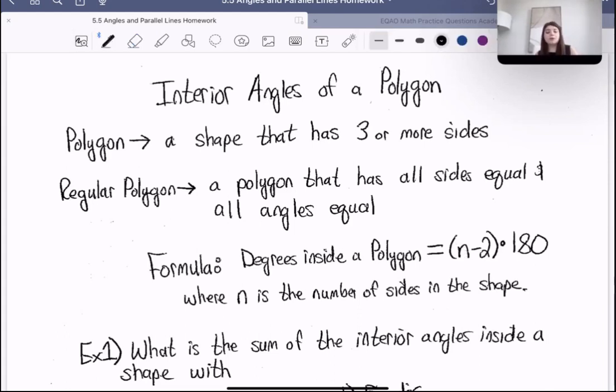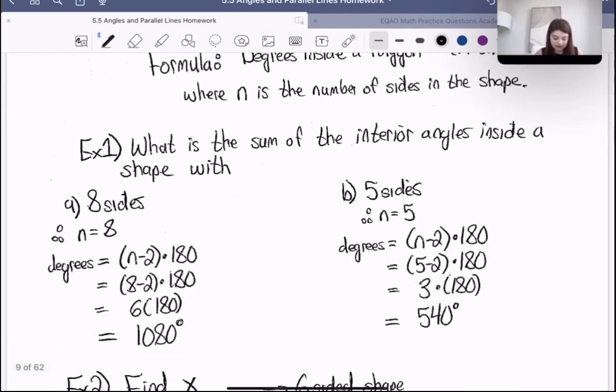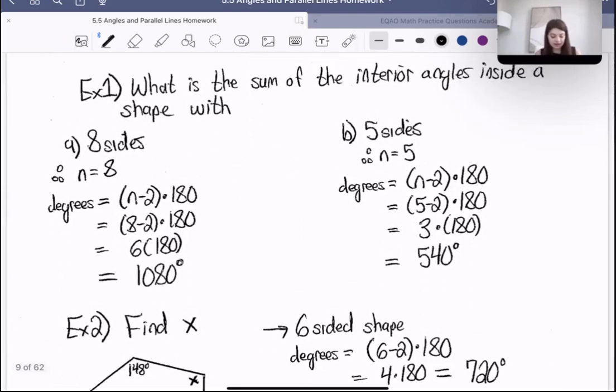But this formula works for all different ones, right? So if I wanted to know how many degrees are in a polygon with 10 sides, right, a decagon, I could plug 10 into here for n and solve, and that would tell me the number. Okay, and so we're able to find the sum of the interior angles for all sorts of different shapes. Here they're going to give us an example. With 8 sides, n is equal to 8, so we have 8 minus 2 times 180, which is 6 times 180, which is 1080 degrees.